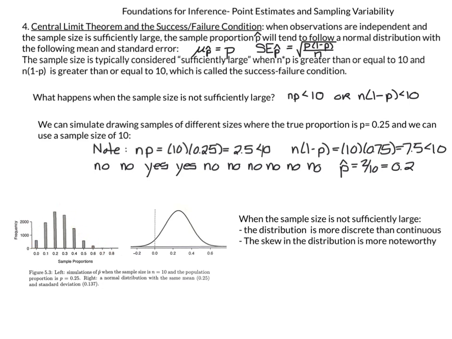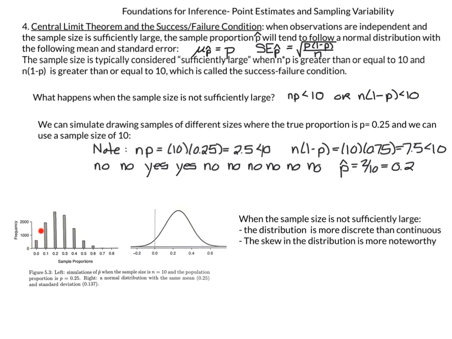And what we can see is, for this histogram, we can compute a standard error. We can look at a normal curve with the center of p equals 0.25 and standard error over here. And this is what a normal curve would look like.